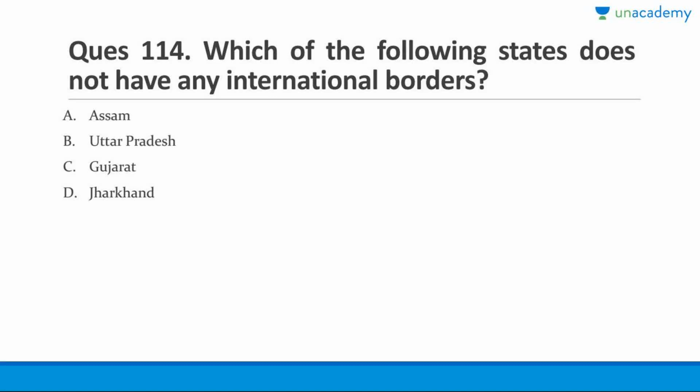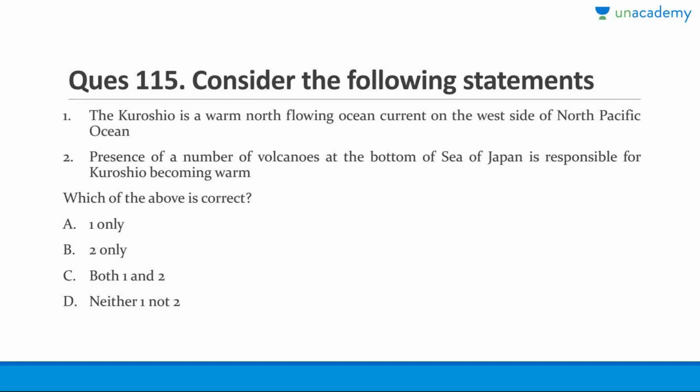Which of the following states does not have any international borders? Assam, yes, obviously there is an international border. Uttar Pradesh, yes, Nepal. Gujarat, yes, with Pakistan. Jharkhand does not have an international border. Answer is D, Jharkhand.